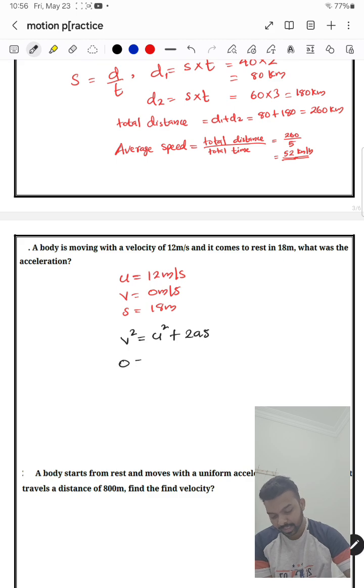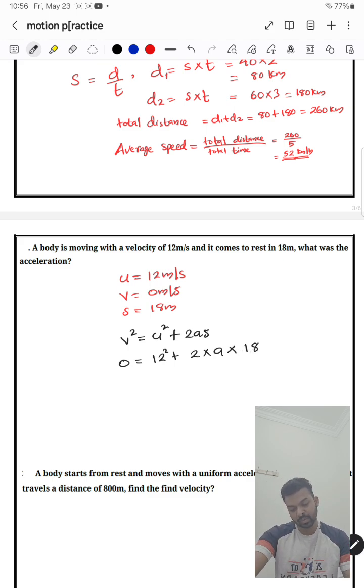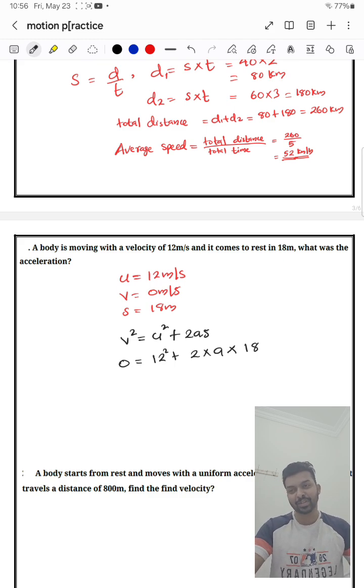So it is 0 is equal to 12 square plus 2 into a into 18, isn't it? So this is what we have to do. See here, the object is coming to rest. Your acceleration should be negative here. If the acceleration is not coming negative, then the answer is wrong. Clear? Okay or not? So let's see what is happening here.